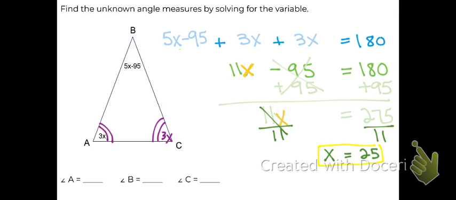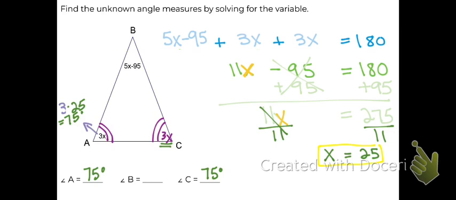But the question is not asking me what is x. It's asking me the measure of angle A, B, and C. So what I need to do is substitute x is 25 into each of those measures. If I look at angle A, it says this is 3 times x, or 3 times 25, which is 75 degrees. And the same for angle C. It's also 3 times x, or 3 times 25.